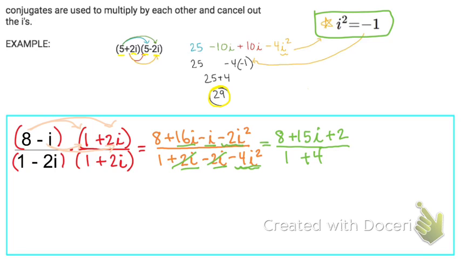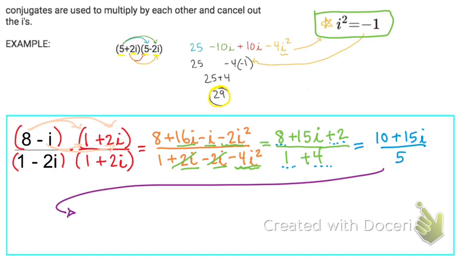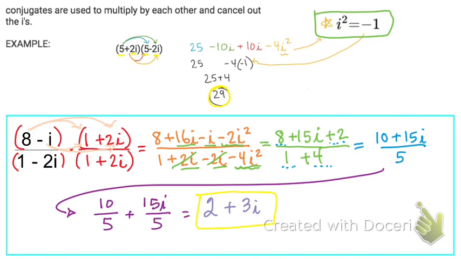So now let's simplify this one more time and combine our like terms. And that's our answer. And I noticed that I have a 10, a 15, and a 5, and that the 10 and 15 can both be divided by 5. So I'm going to simplify this a little bit more. Think of this as 10 over 5 plus 15i over 5. So let's simplify that, and our final answer is 2 plus 3i.